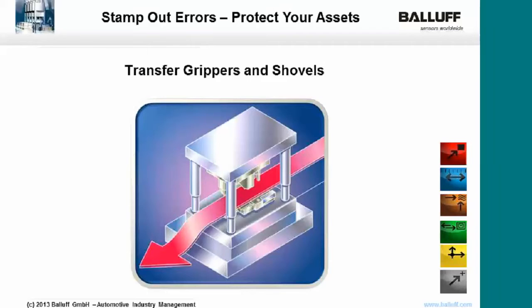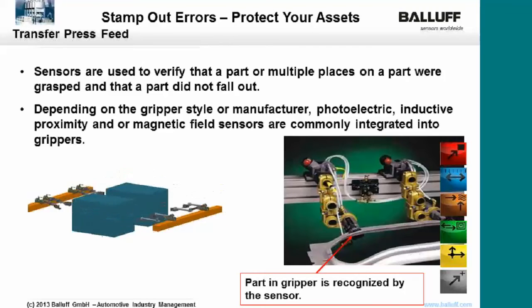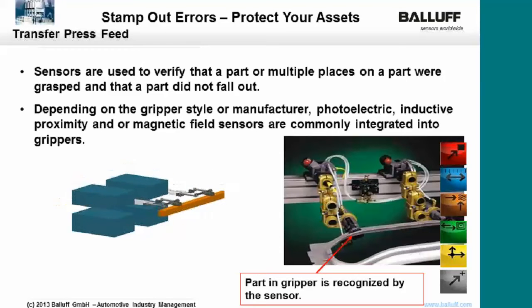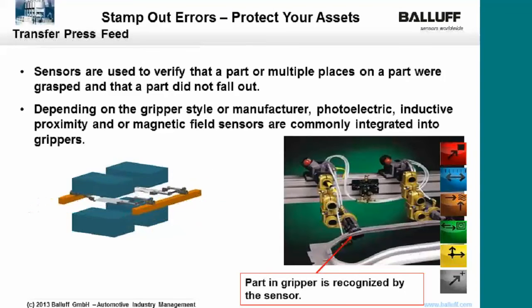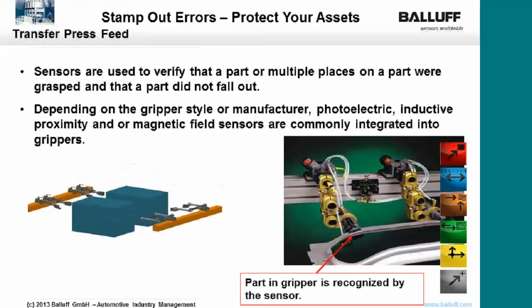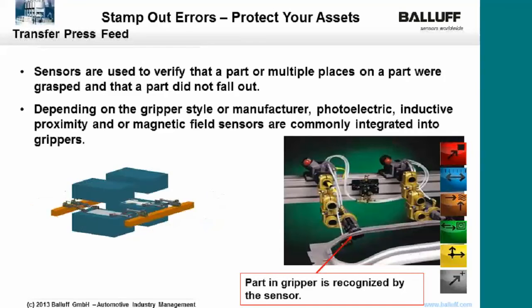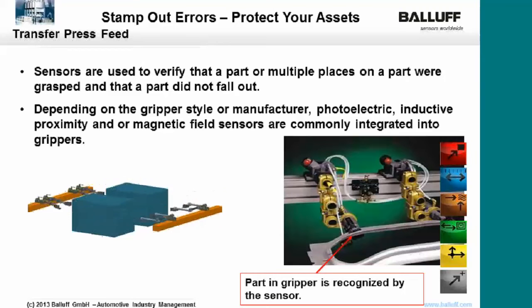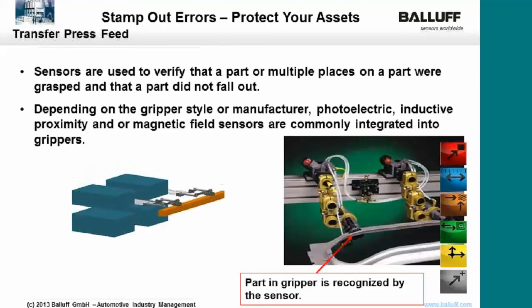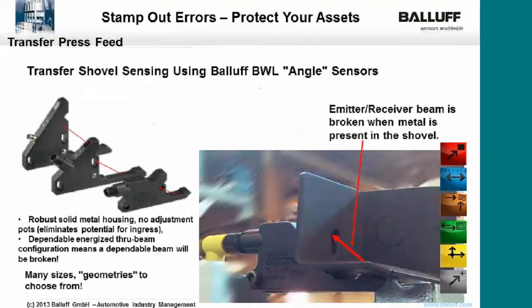Transfers, grippers, and shovels. Sensors are used to verify that the part, or multiple places on a part, were grasped and that a part did not fall out. You can see the example of the progressive die going up and down, and the transfer picking up the part, in the left-hand corner, and moving it through the cycle of the press. Depending on what type of gripper is used, we may want to utilize inductive sensors, photoelectric sensors, or some type of magnetic field sensor to tell that we have actually gripped the part and transferred it to the next set of fingers. Here we look at our BWL sensor as our transfer shovel sensor.